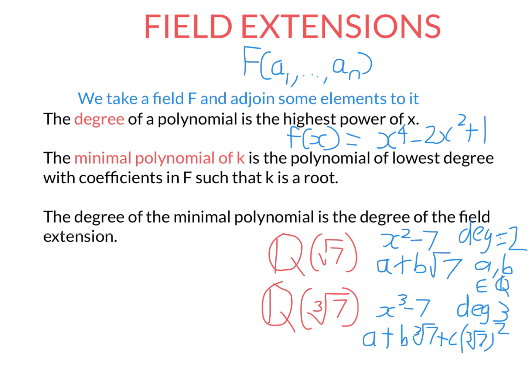So once again, a, b, and c must be rational numbers. And that's why finding the minimal polynomial is important. Because we knew it was degree 3, we have to go to this adjoined element to the power of 1 and to the power of 2. All right, let's look at some more field extensions.